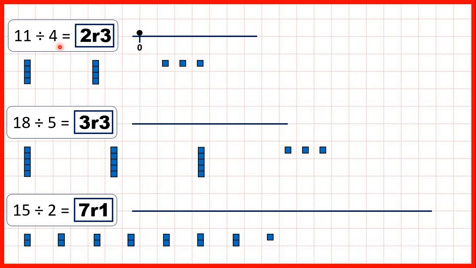And without using blocks, the way to solve these is to think about your times tables. So, in the 4 times table, we need to find the closest number to 11, which is still less than 11. The closest number that's less than 11 is 8, and because 2 times 4 is 8, we know that 2 must be the number before the remainder. But then 2 times 4 is 8, and we need to think how many more from 8 do we need to get to 11. We need 3 more to get to 11, and that's why our remainder is 3.